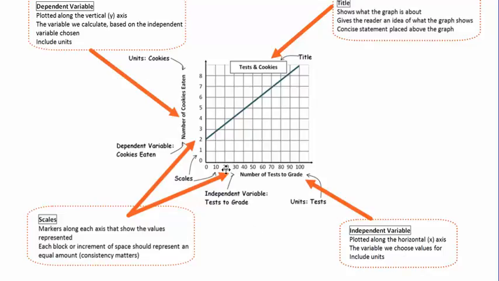In this example, we've got the number of tests that I need to grade, and the more tests that I grade, the more cookies I eat. It's a fact of life. It gets me through. And so as the number of tests increases, the number of cookies I eat increases as well. So the number of cookies that I eat depends on how many tests I have to grade.